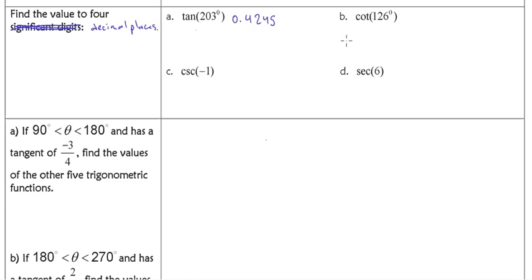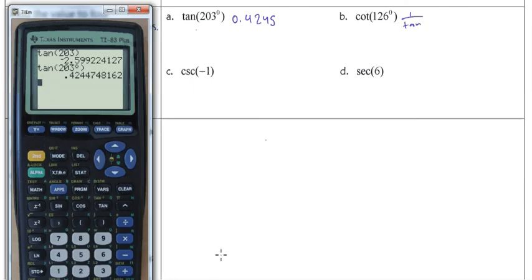Now, cotangent. Cotangent, if you recall, is 1 over tangent. And your calculators, I haven't seen one that has a cotangent button, but we can tell the calculator exactly what it is we want to do. So we're going to do 1 divided by the tangent of 126 degrees. And there we are, negative 0.7265.